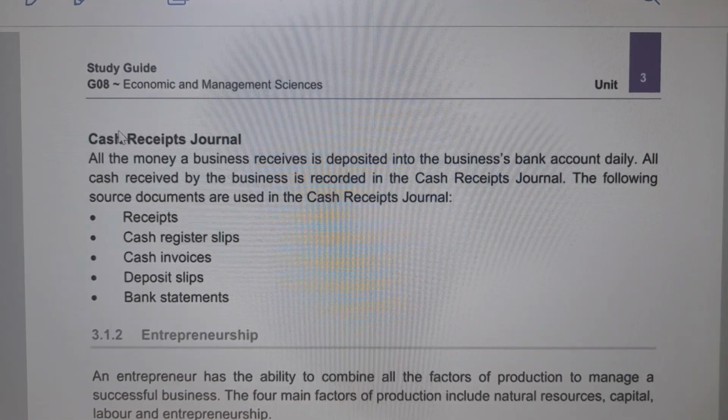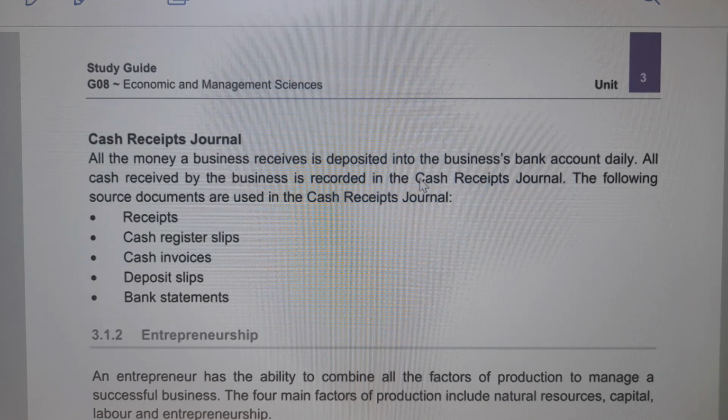Okay, so now let us revise what we have already covered in the cash receipt journal. All the money a business receives is deposited into the bank account daily, every day. If we receive money, we, as the business, put it in the business bank account on a daily basis. All cash received by the business is recorded in the cash receipt journal. So every cent that we receive, we record it in the cash receipt journal, which is the CRJ.